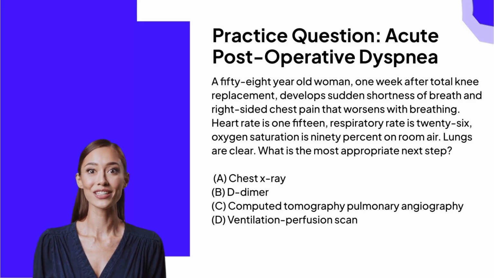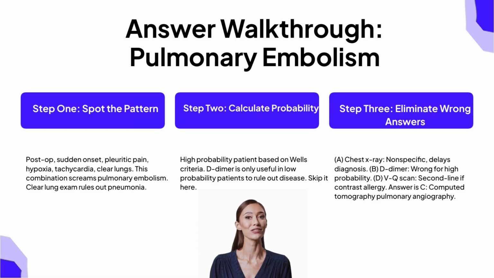Read this question carefully. A post-op patient with sudden onset, pleuritic chest pain, tachycardia, hypoxia, and clear lungs. This is a classic high-probability PE presentation. Take a moment to think through what you would choose before moving to the answer slide. Let's break this down systematically.